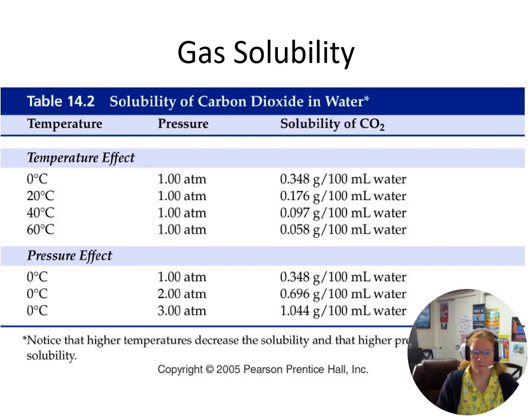Okay, so when we look at our gas solubility, you can see the temperature effect. As I raise the temperature of water, but keep the pressure the same, I go from 0.348 grams per 100 mL for my solubility of carbon dioxide all the way down to 0.058. So I decrease it by an order of magnitude just by going up 60 degrees. However, when I look at pressure, when I go from 1 atmosphere to 2 atmospheres and 2 atmospheres to 3 atmospheres, that's where I greatly increase the solubility of my carbon dioxide.